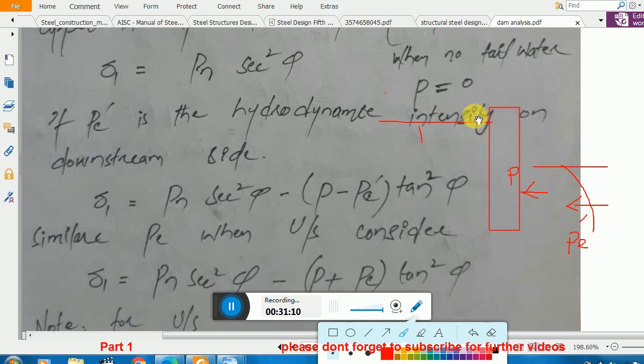Clear? As you see here, we have hydrostatic pressure, and due to earthquake analysis we have to consider hydrodynamic pressures. That hydrodynamic pressure is denoted by PE. Sometimes we write it differently. So if we are calculating the principal stress sigma 1 at the toe, on the downstream side, and we are considering the tailwater hydrodynamic pressure, then this equation will be used. The same applies for the upstream side, but this sign will be positive, and we have PE, not PE prime. So these are important.